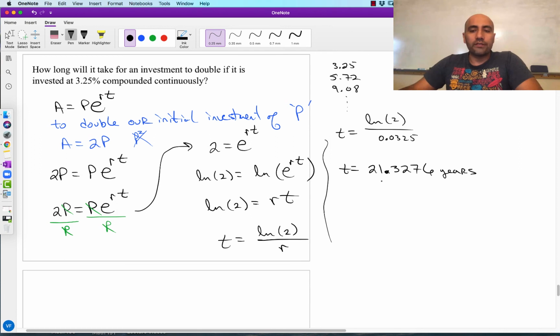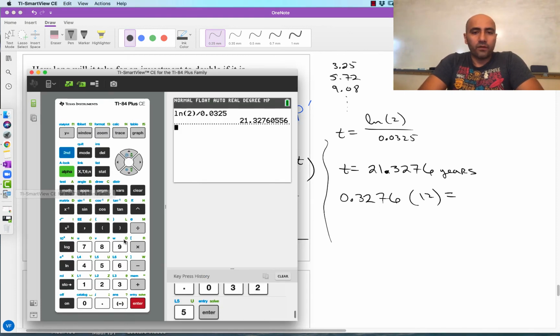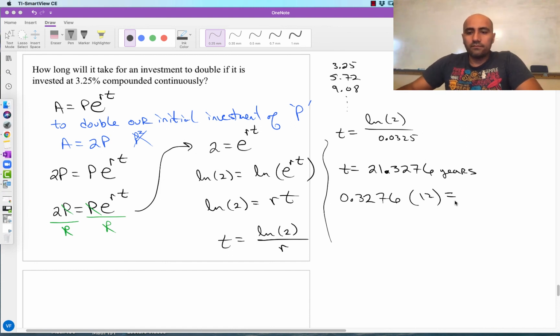Telling someone 21.3276 years doesn't really mean much. Most people would prefer to have it in years, months, and days, right? So let's convert this. So this is years, 0.3276 times 12 months. What is that going to be? 0.3276 times 12 is 3.9312. And this is months.